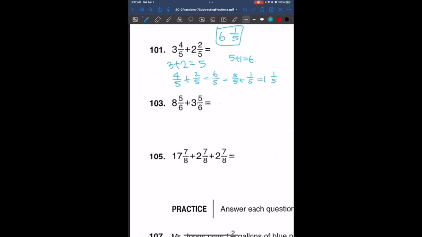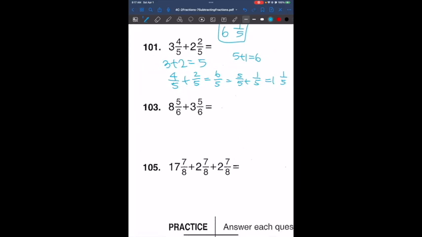And so I want you guys to try solving 103 on your own, because that is also where the fractions result in additional whole numbers, if that makes sense. So when you add the fractions, that's going to become a mixed number. So I'll give you guys about 1 to 2 minutes to solve this problem on your own, and then we'll go over the solution together.